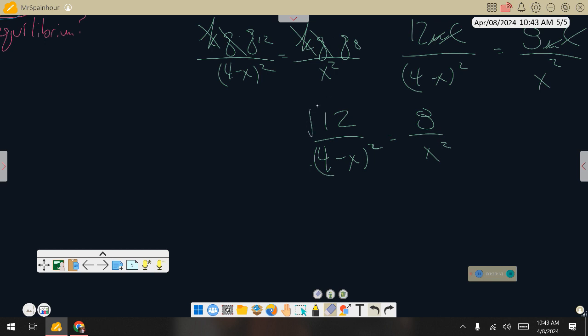Square root everything. Now we are at, don't forget the squareds up top, the square root of 12 over 4 minus x is equal to the square root of 8 all over x. Should I get an answer now? Should I get one answer? Yeah.